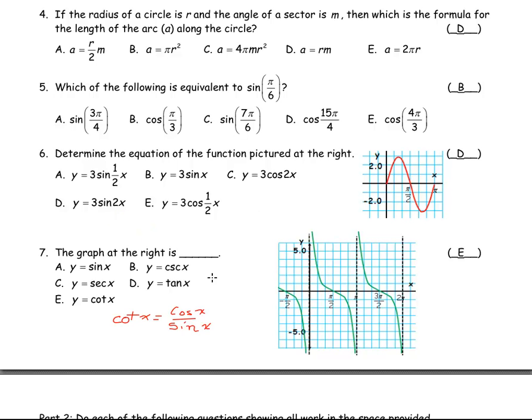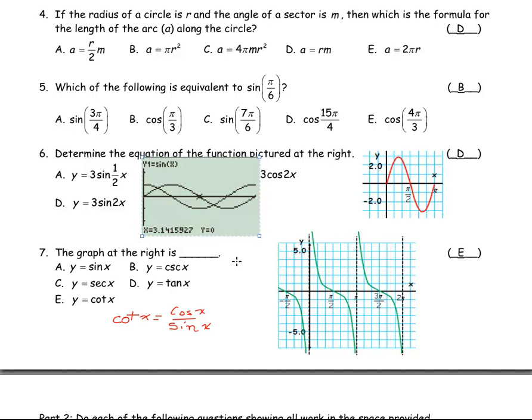Now I paused the video for a moment and wrote the identity. You're asked which graph this is. This is a cotan graph, and I want to explain why. Cotan, one identity is the cotan x is cos x over sine x. And I'm going to put a graph up here of the sine and cosine functions.